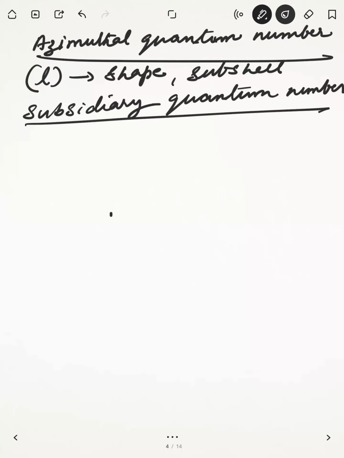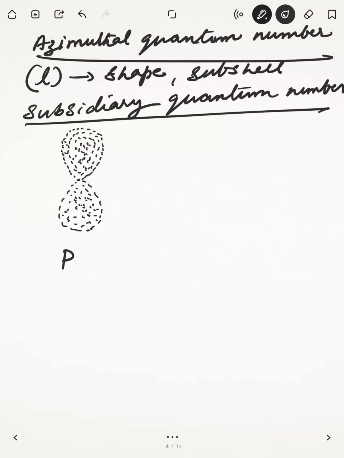Three-dimensional shape. For example, you know, psi square gives the probability density. Wherever there is probability density, I am putting a dot to show that probability. So these dots show the presence of electron. It is a diffused situation. You cannot give the exact boundary. And these dots all together, if I visualize, I get the probability density. See, this is called a P subshell. The shape is like a dumbbell.